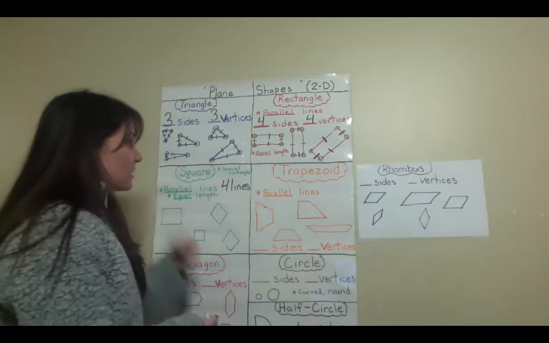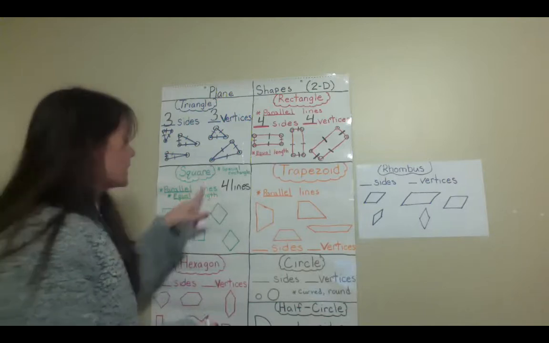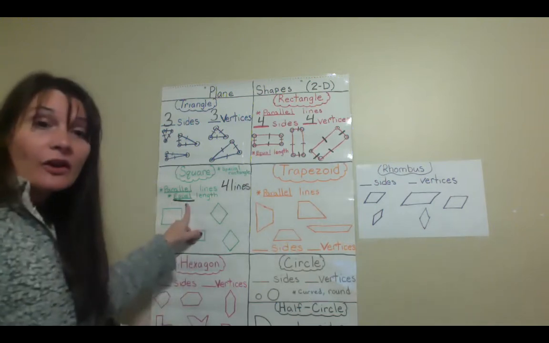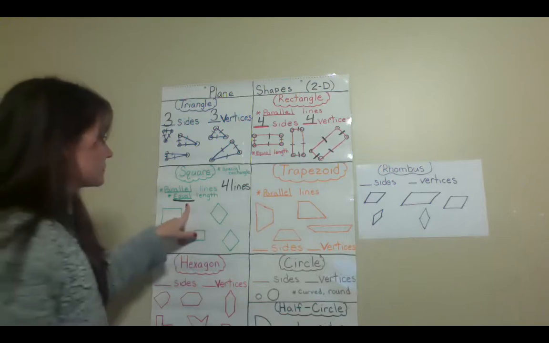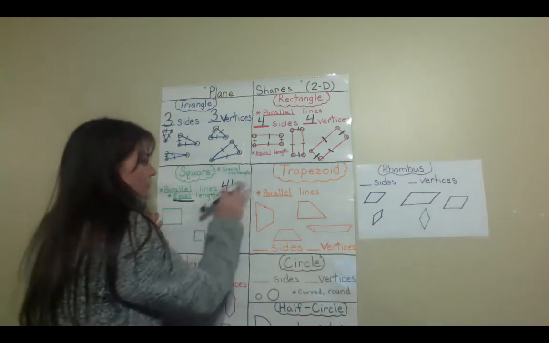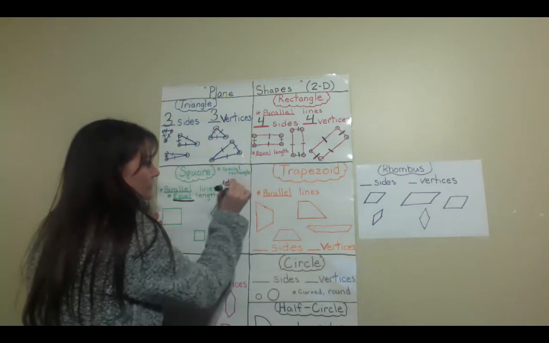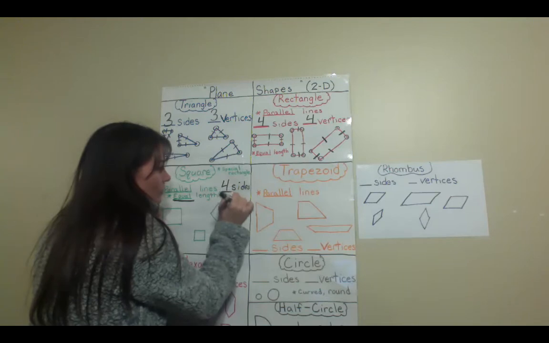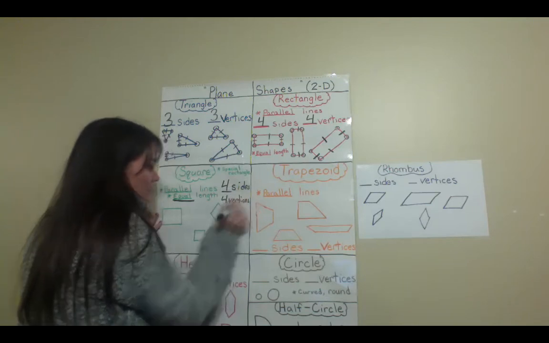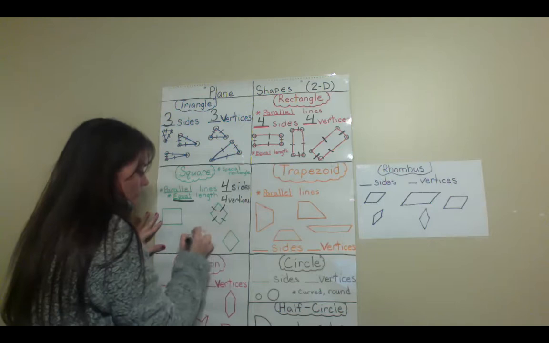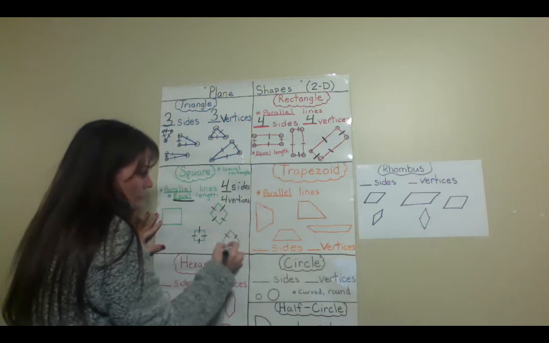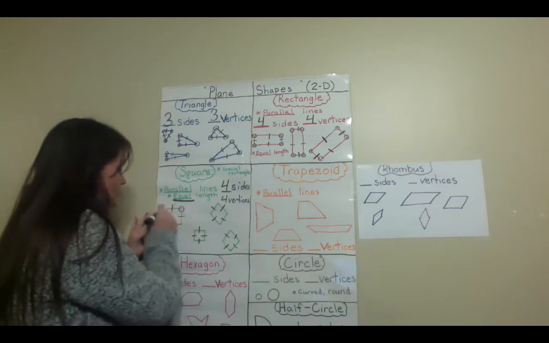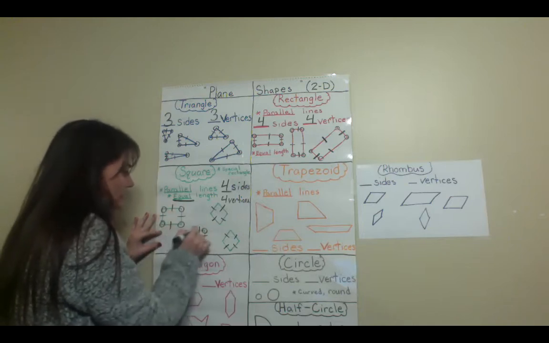The thing that is special about the square is that all of the lines are equal. They are all the same size. So it has, let me erase that line and put sides. So it has 4 sides and 4 vertices. It also has those 4 vertices where those lines meet.